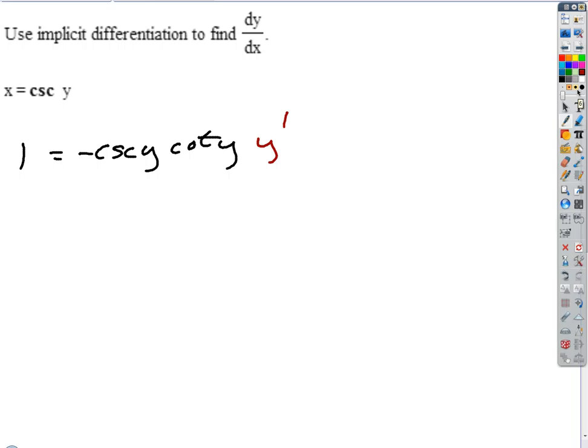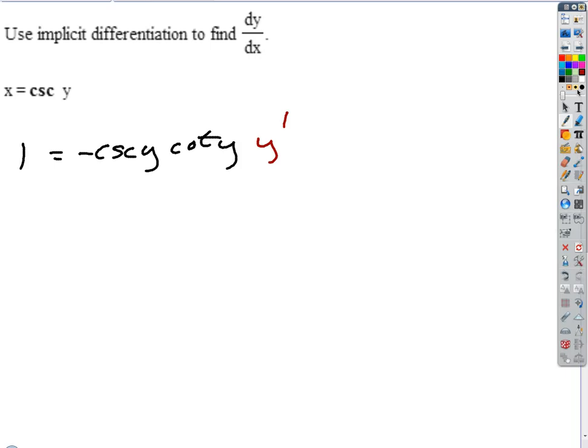Okay, how do you deal with this? Suggestions. Divide. Okay, we can do that. We can divide both sides by cosecant y and cotangent y. It's probably not a bad idea here, if we really want to simplify this, to write them in terms of the elementary trig functions, in terms of sine and cosine. And we might as well do that now, really.